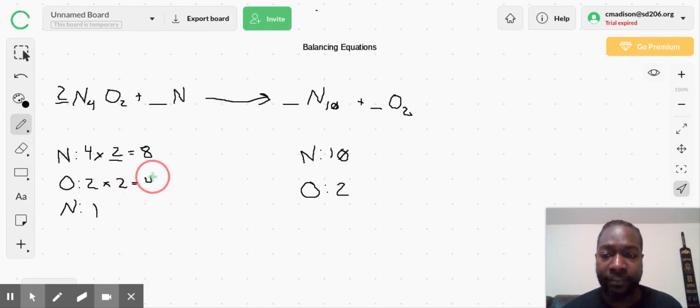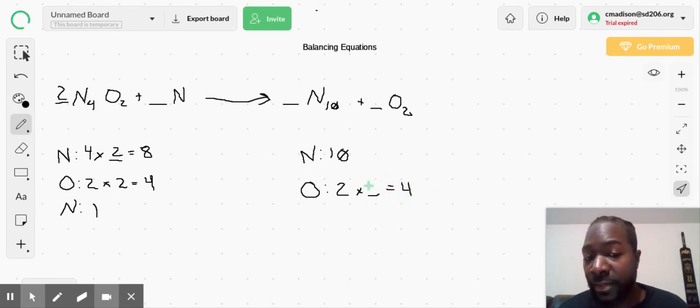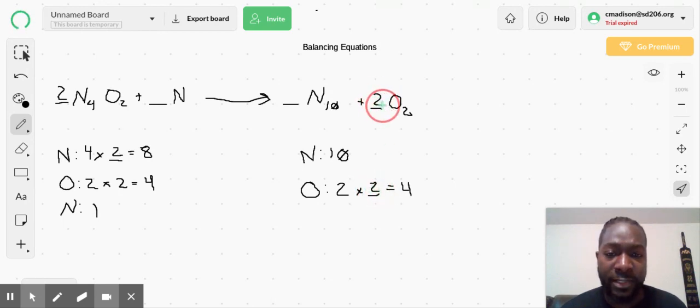Okay. Now, I noticed right away, because I'm going to skip one part, that now the oxygens are not balanced. There's only 2 here. I want there to be 4. So 2 times something has to equal 4. And we know that answer is, yes, exactly, 2. So we'll use 2 as the coefficient. Now let's go back to our nitrogens. 8 plus 1, we have 9.